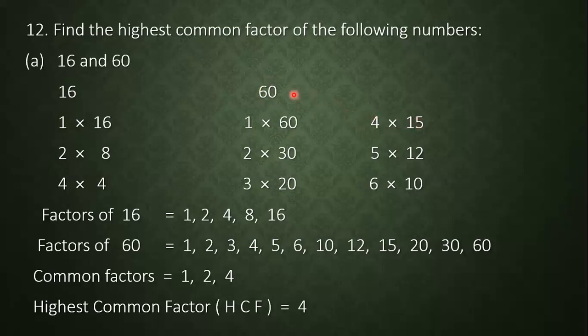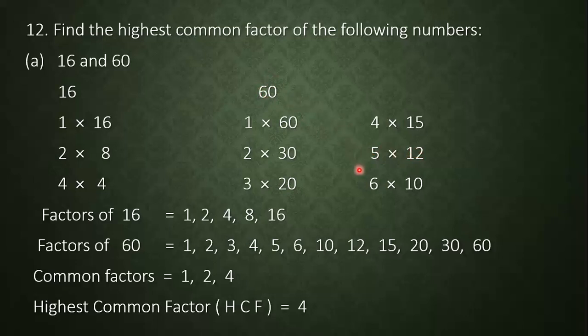Now, if the unit digit of a number is 0 or 5, then the number will be divisible by 5. That means 5 will be a factor of the number if the unit digit of the given number is 0 or 5. Here in 60, what is the unit digit? 0. That means 5 will be a factor of 60. On dividing 60 by 5, you will get a 12 as the quotient. It means 5 into 12 will make a 60.